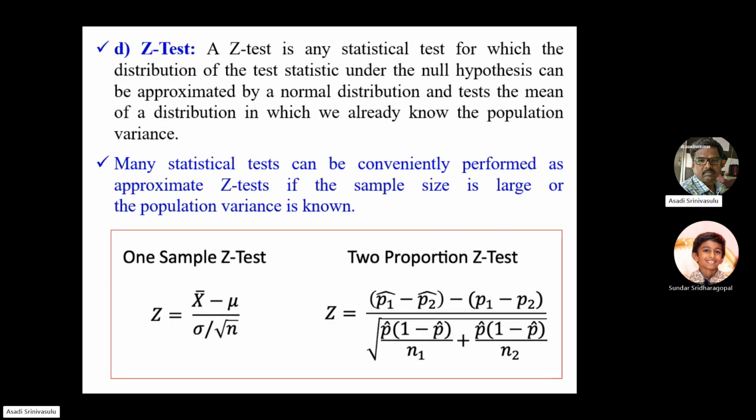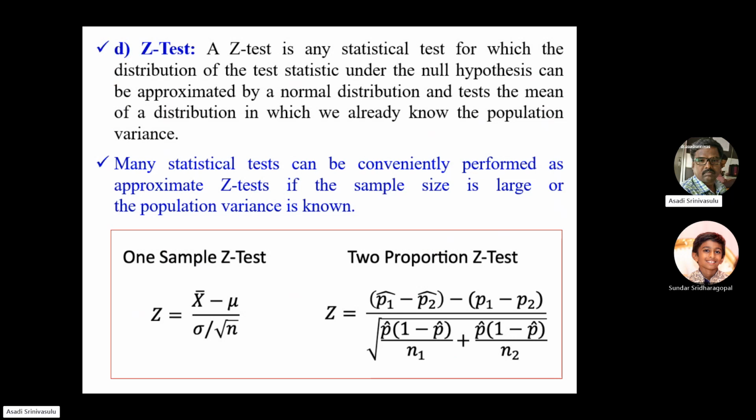The Z test: when we are performing the Z test, after completion of classification, clustering, association rule mining, outlier detection, we are performing it on that model. A Z test is any statistical test for which the distribution of the test statistic under the null hypothesis can be approximated by a normal distribution, and it tests the mean of a distribution in which we already know the population variance. That means checking whether our model is giving correct results or not.